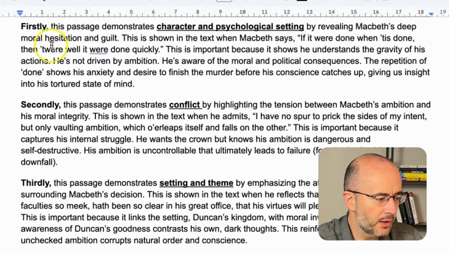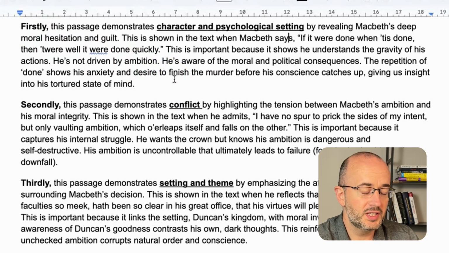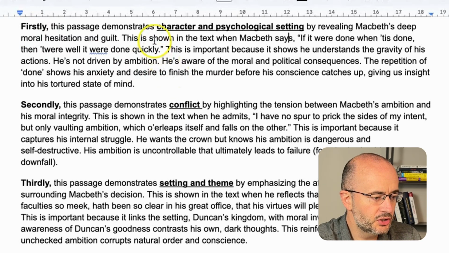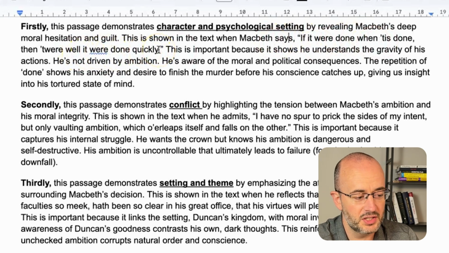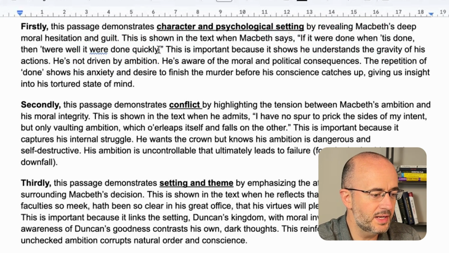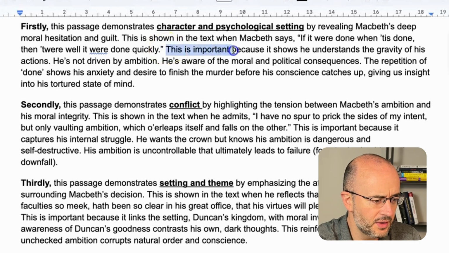So I'll go over a couple paragraphs here. Firstly, this paragraph demonstrates character in psychological setting by revealing Macbeth's deep moral hesitation and guilt. Again, I told you, first sentence, introduce the topic. This is shown in the text when Macbeth says, "If it were done when 'tis done, then 'twere well it were done quickly," which was one of the annotations I had. So again, take your annotation, sentence 2, simply write down the direct quote. And lastly, start with a nice phrase like, this is important. You notice I start, this is important.